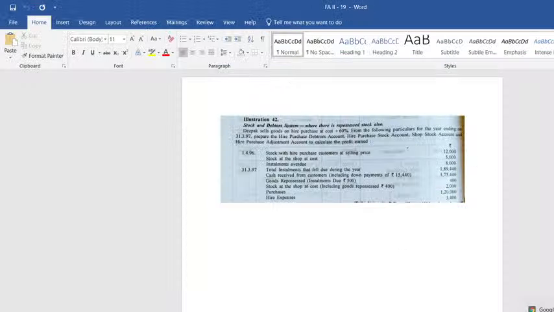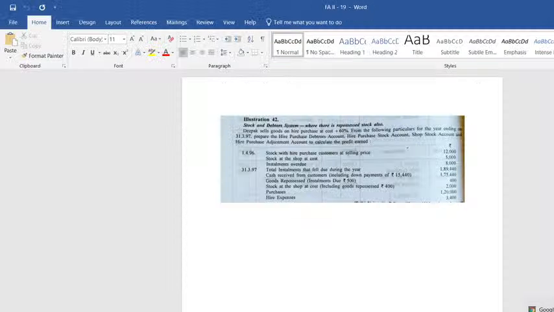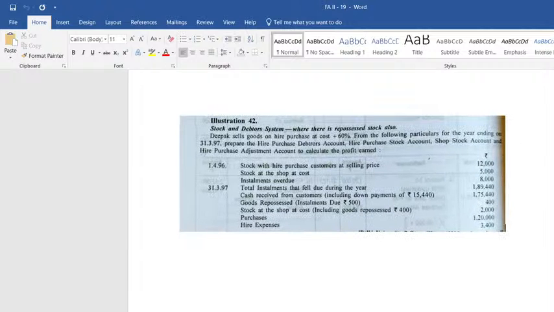Okay, now, so this is the sum of today's class. Can you see this? Yes, sir. Okay, fine. As you have already seen, it is a stock debtors method system, and the rest of the thing will be discussed in the sum. So I'm just first reading out the sum.